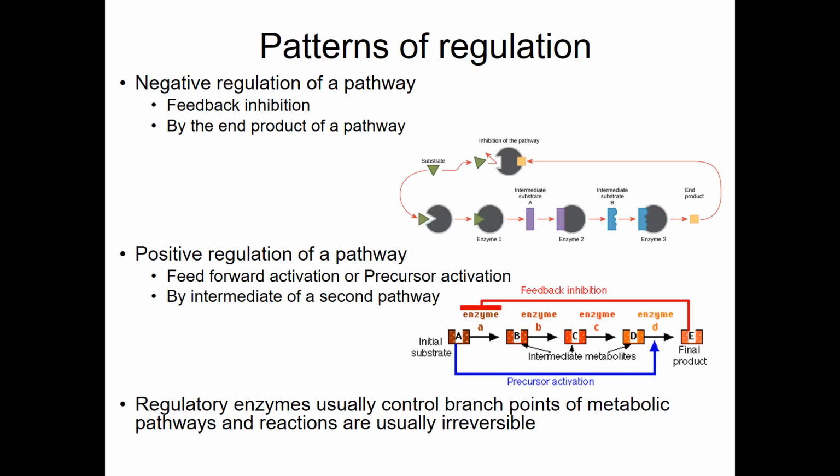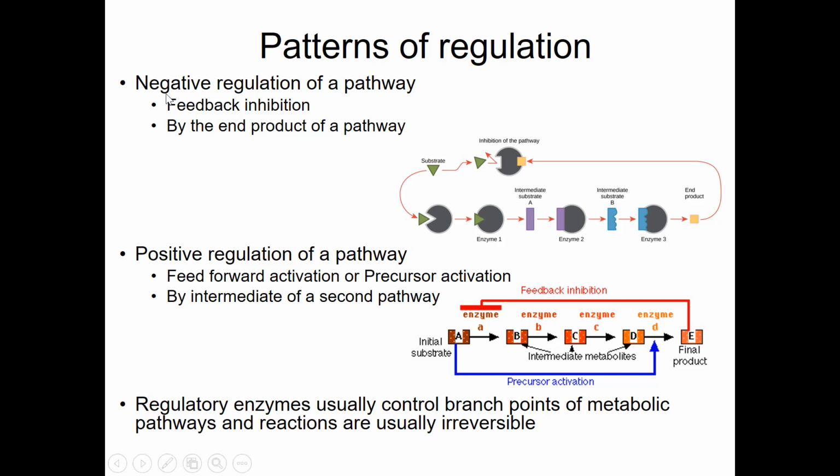So let's look a little bit more at patterns of regulation. In this case, we have a substrate that binds to enzyme 1. Enzyme 1 converts this green triangle to a purple square. Enzyme 2 converts the purple square into this blue rectangle thing. Enzyme 3 then takes the blue rectangle and converts it into the end product, which is an orange square. That orange square can then be an allosteric effector inhibiting enzyme 1 from ever functioning.